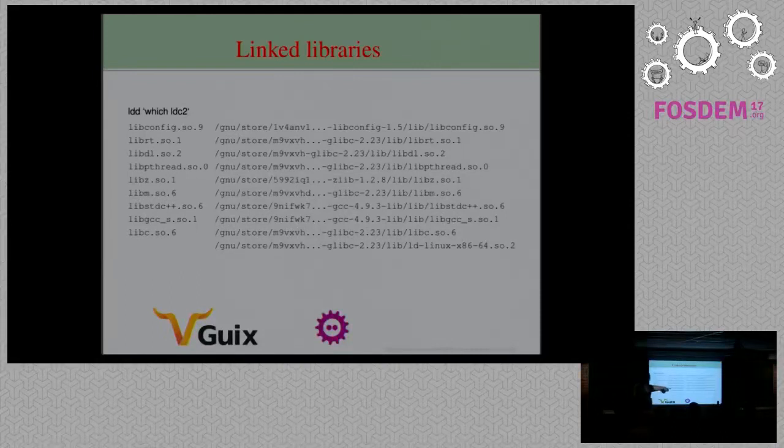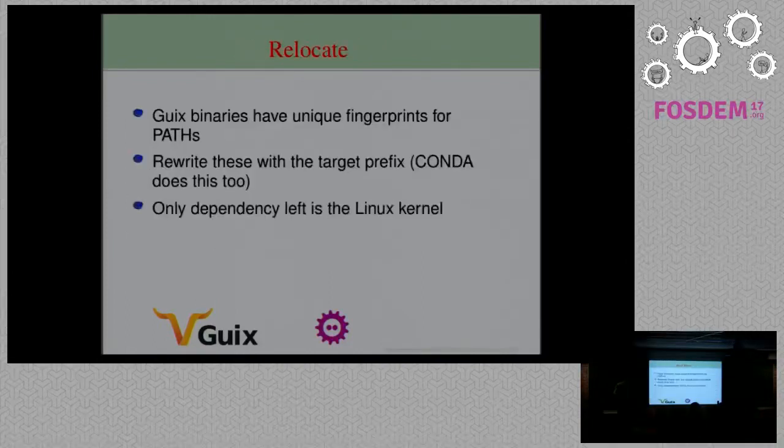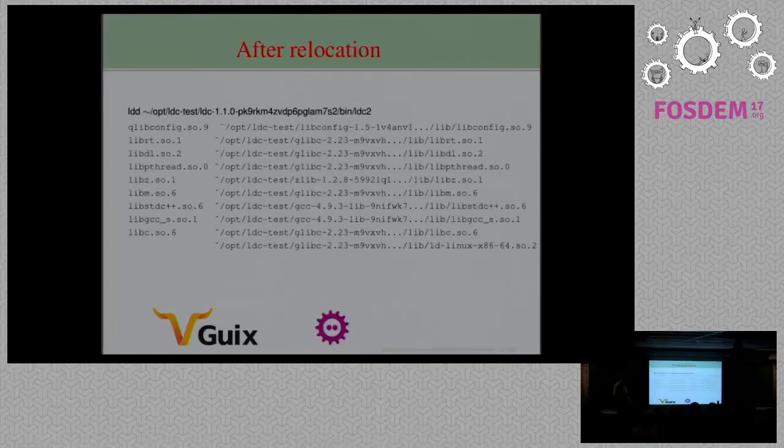So one thing we could do is try to rewrite these targets inside the files. And Conda actually does this too, in some cases. And the only dependency left is the Linux kernel itself, because when we ship this, glibc is included, and the Linux loader, or shared library loader, is also included there, which is this one, ld-linux. So what happened here?